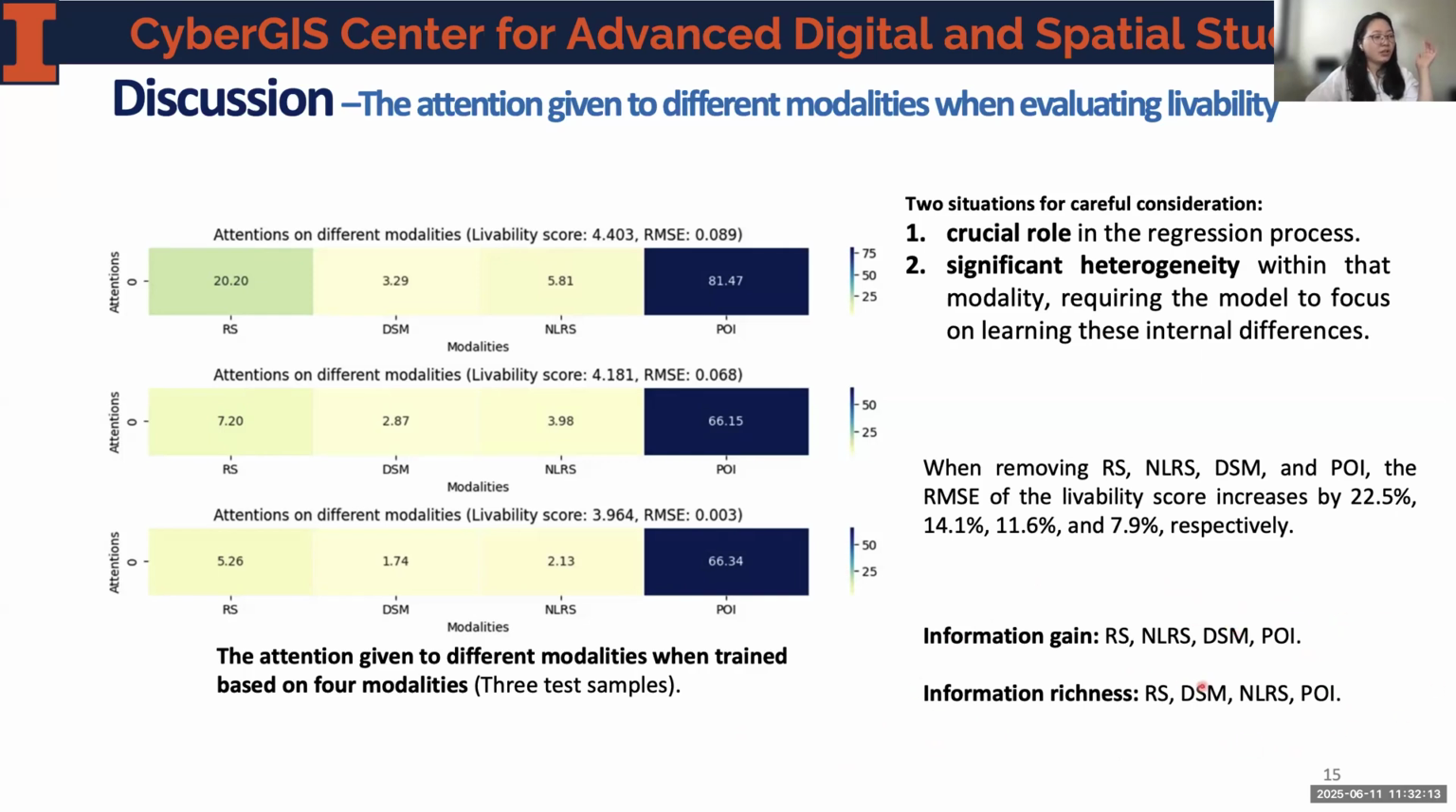As we have analyzed in our previous slide, the information gain and information richness on overall livability are ordered like this. So we can say that the RS and the RS play the most crucial role in the regression process, while the PI plays a less significant role in the regression result. However, the model has given the highest attention to the PI. So the reason comes from the second way: the PI data contains really significant heterogeneity inside of it, so the model needs to pay higher attention to it, even though it contributes less.